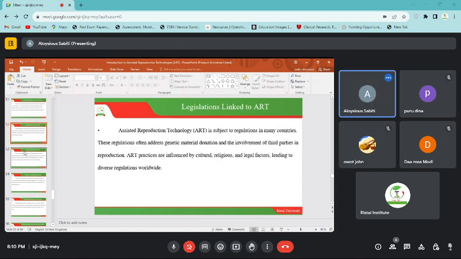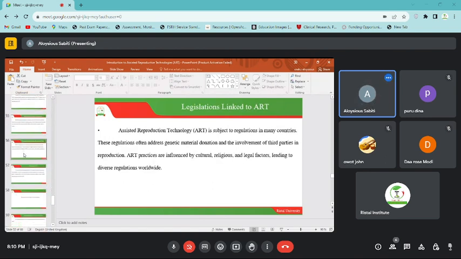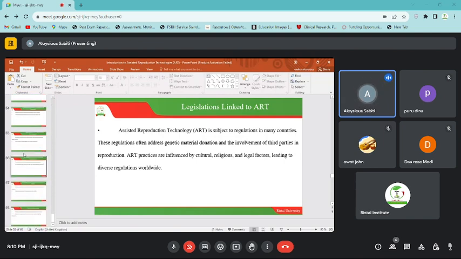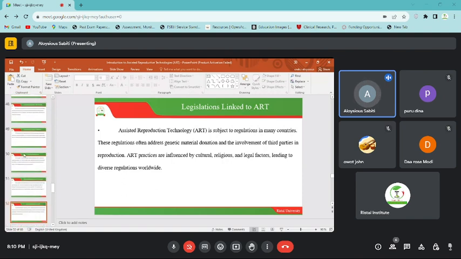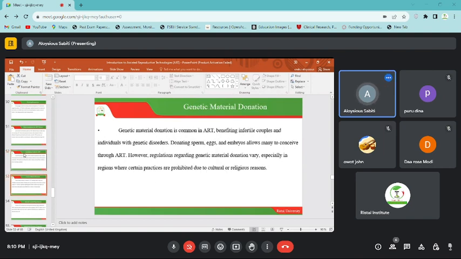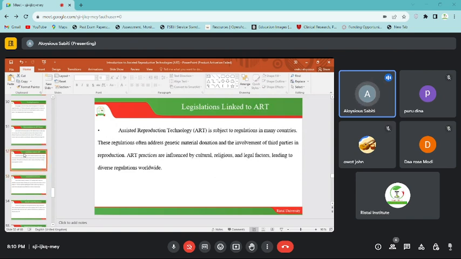So up to that far is where I wanted us to end for today, so that tomorrow we can look at this particular aspect of what we call genetic material donation, which is the next topic that we want to discuss in this introduction to assisted reproductive technologies.